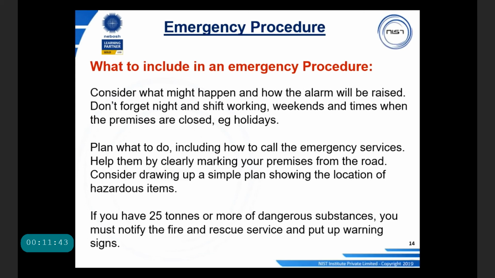Also, one of the arrangements that you have to do is contact of external emergency services. If it's a hospital, or if it's an ambulance service, or it's a fire brigade, whatever it may be. Or even if you are dealing with chemicals, you may need a specialist to do the cleanup of chemical spillage. That kind of external services you will need to be ready with.